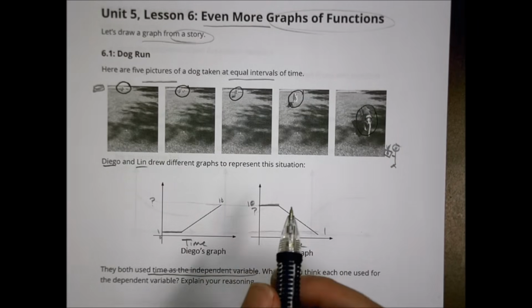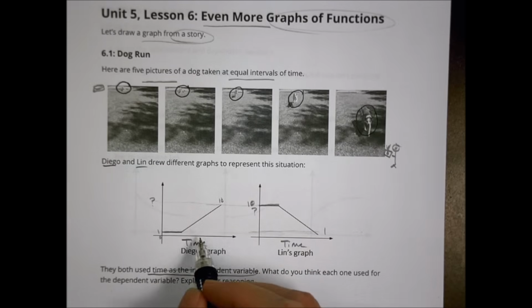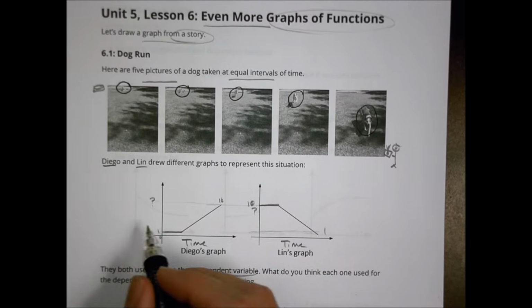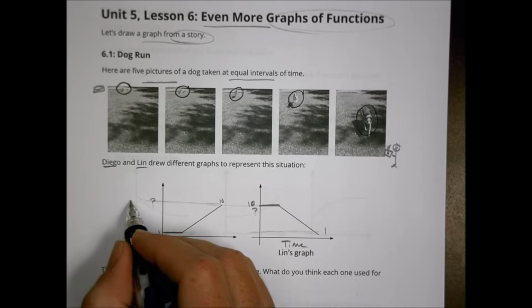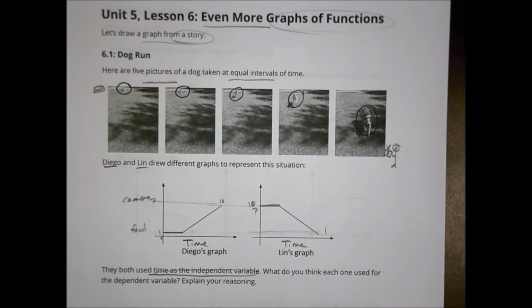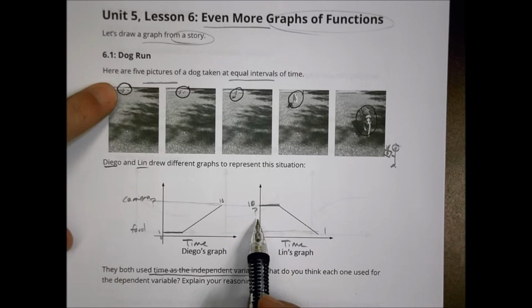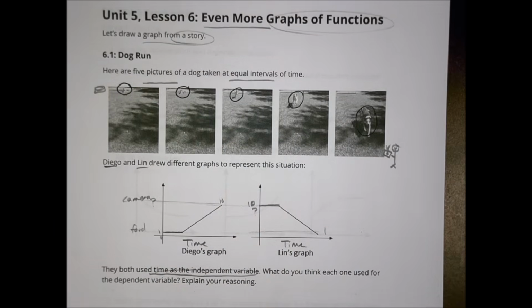So, for example, in Diego's graph, we could say that the dog is moving away from the food. So the food is down here at 1, moving away from the food and getting closer to the point 10, which is where the camera is at, over here. In Lynn's graph, we could say this is the distance it starts away from the camera. It's 10 meters or 10 whatever feet away from the camera, and then as the dog comes closer, it gets closer to the camera. So it depends on what you want to say.